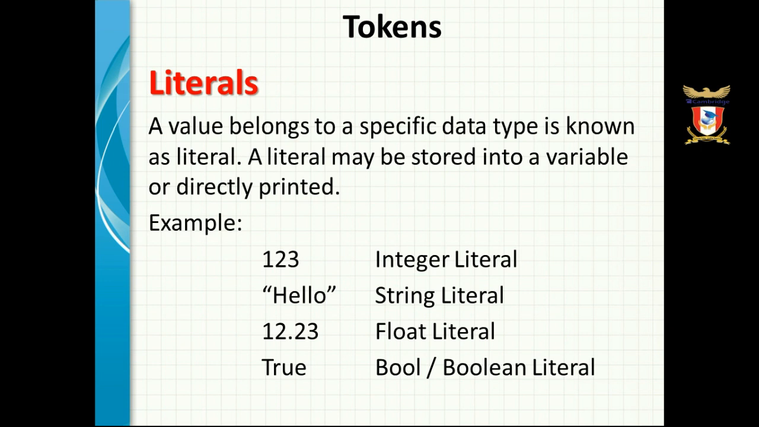Then next we have literals. A literal means any value that belongs to a specific data type. A literal may be stored in a variable or directly printed. For example, 123. This one is a literal of which type? Integer. This one is a string literal value. This one is a float literal value. This one is True, which means it belongs to bool, or you can say a boolean literal.